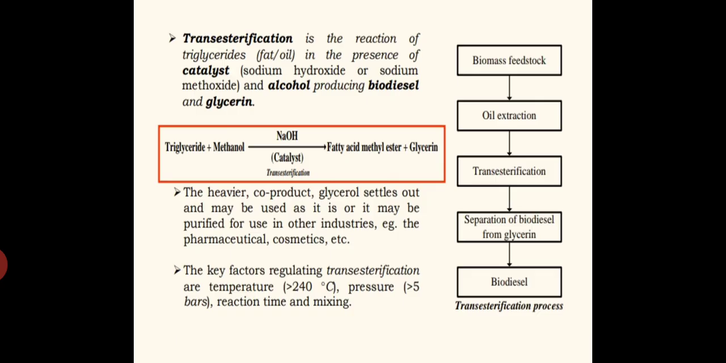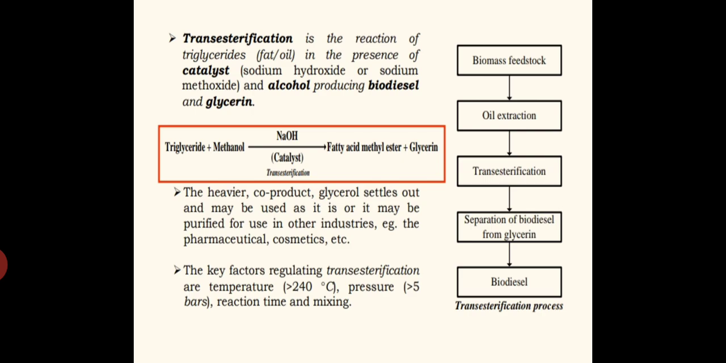Triglycerides reacted with alcohol. So always in the chemical reaction, triglyceride is combined with alcohols. Usually the alcohol used is methanol, and the final product that we will obtain is biodiesel and glycerin. So glycerin is the byproduct.